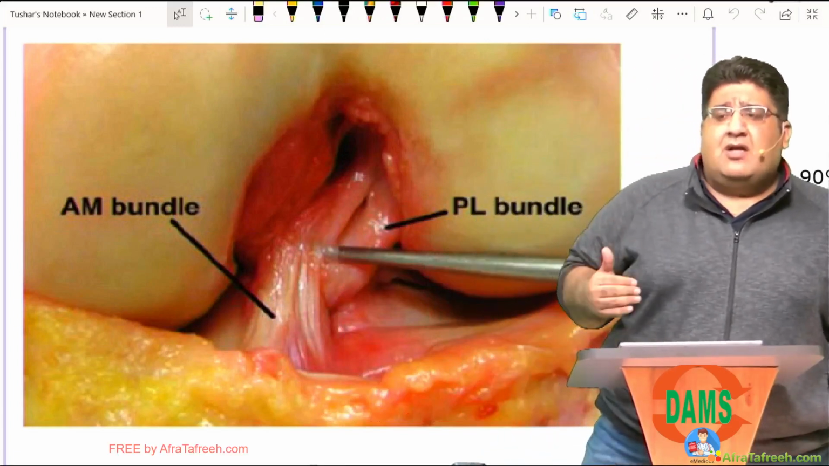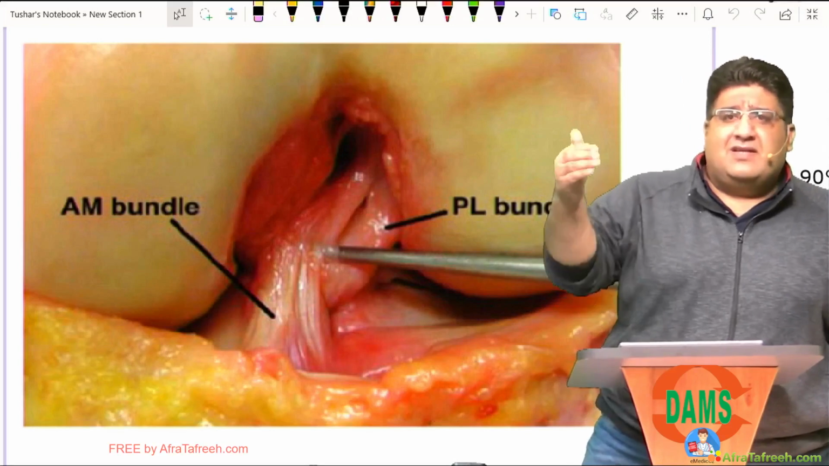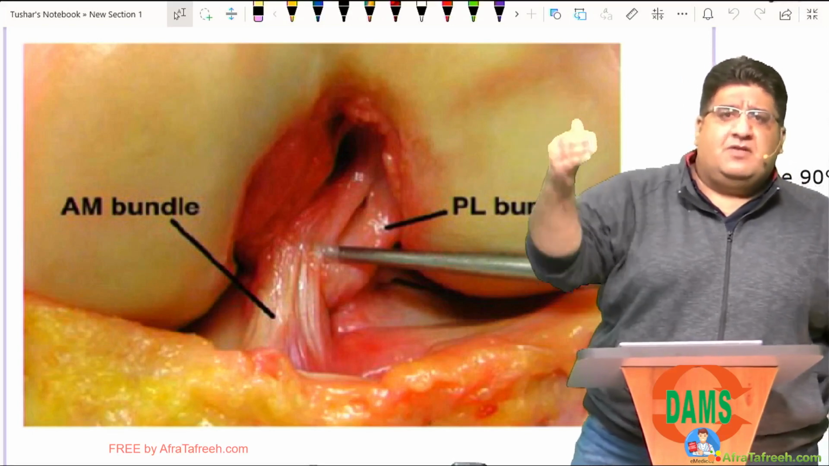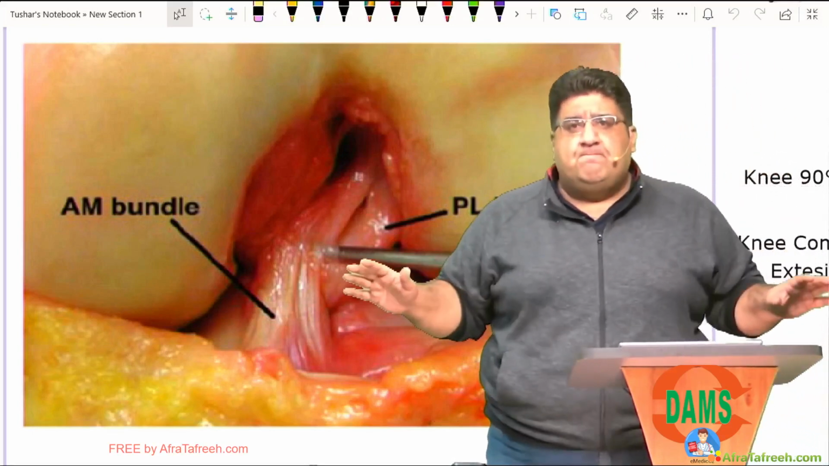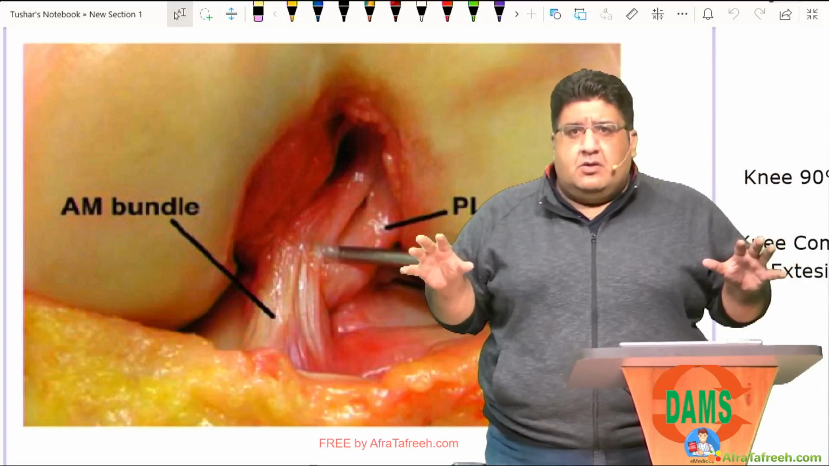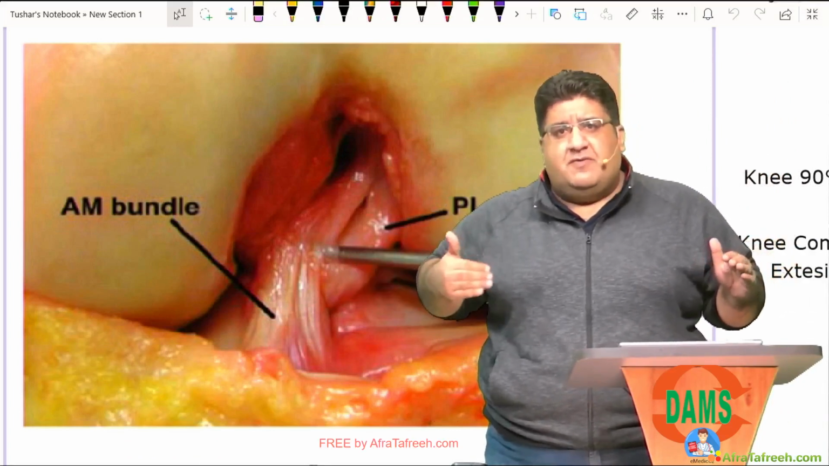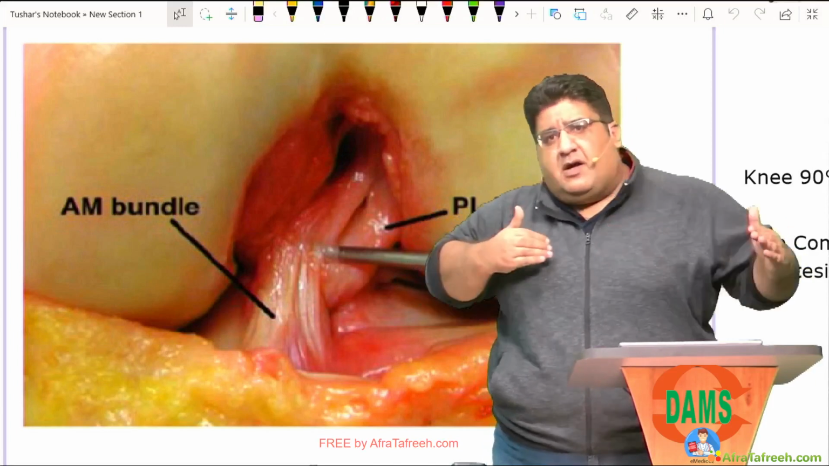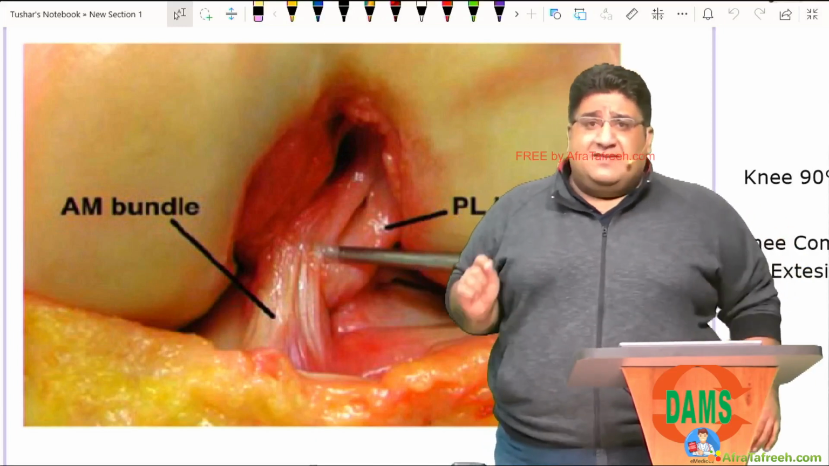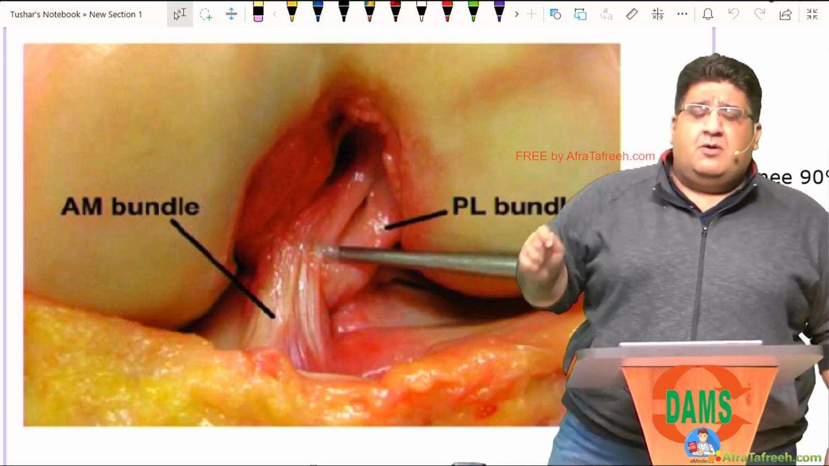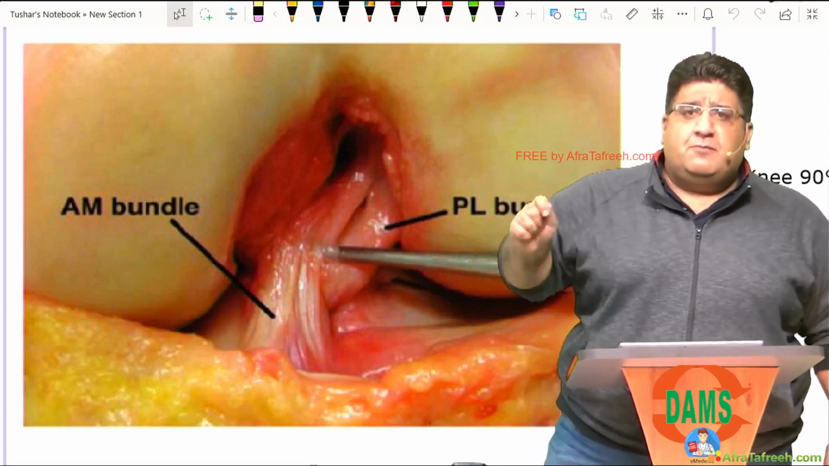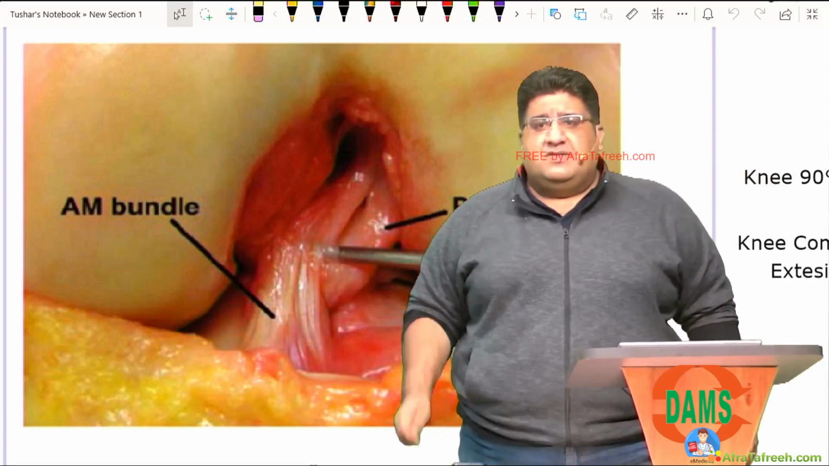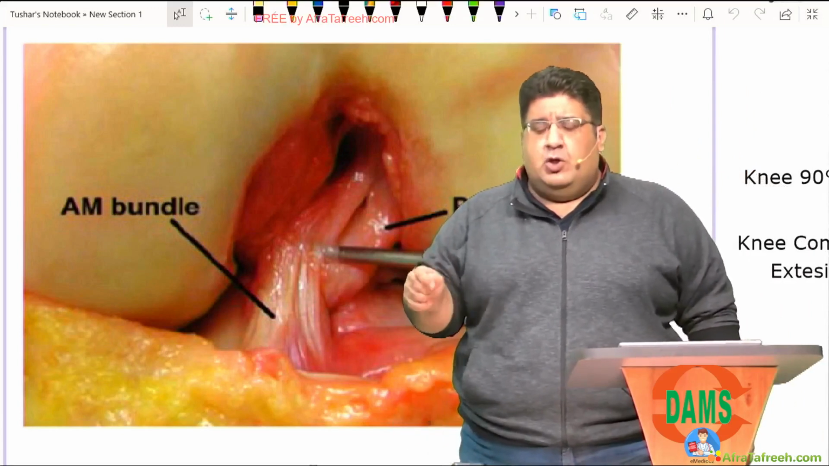He said, "Tushar, the job of ACL is to prevent excess anterior translation of tibia with respect to femur." I totally agree. You understand, everyone? He said, but this job is performed by two different bundles in two different positions.